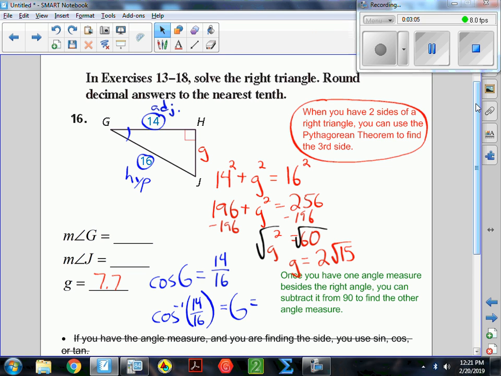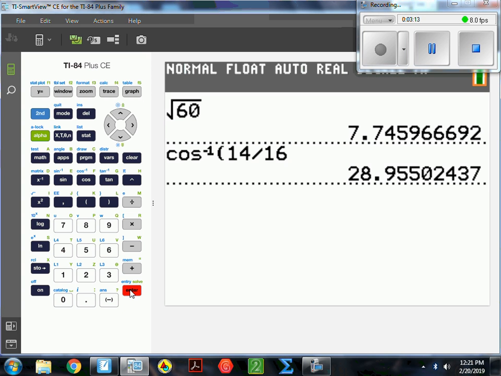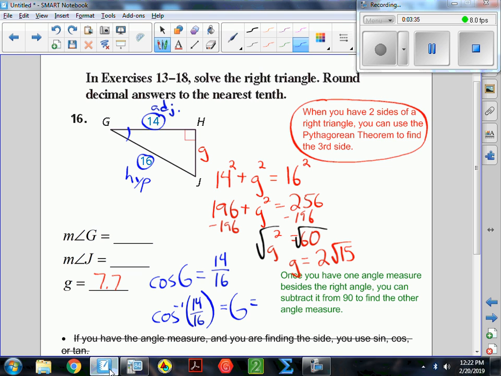So inverse cosine, 14/16, second cosine, 14/16, and I get 28.95. So rounded to the nearest tenth, it would make the 9 go up, since the 5 rounds the 9 up. So actually rounded to the nearest tenth, this is rounded to 29 degrees because it would go to 29.0. So 29 degrees is the angle I'm going to use for angle G.